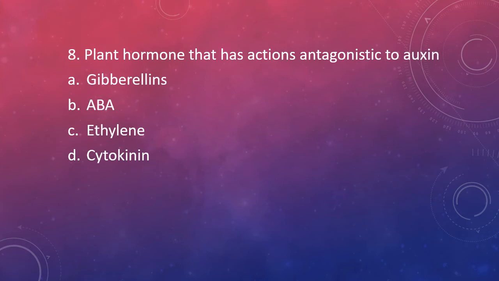Question 8. Plant hormone that has actions antagonistic to auxins. Option A, gibberellins. Option B, ABA, that is abscisic acid. Option C, ethylene. Option D, cytokinin. Plant hormone that has action antagonistic to auxin is. Correct answer is option D, that is cytokinin.